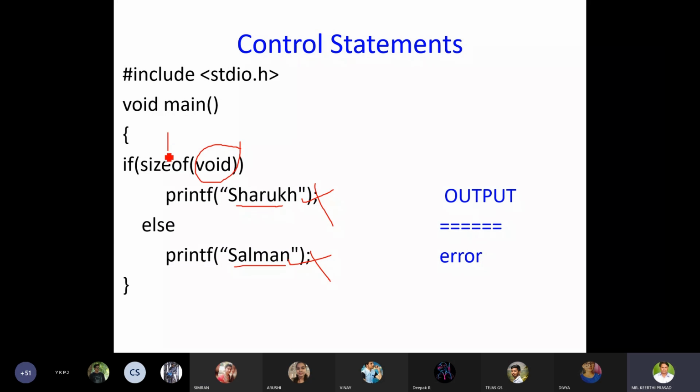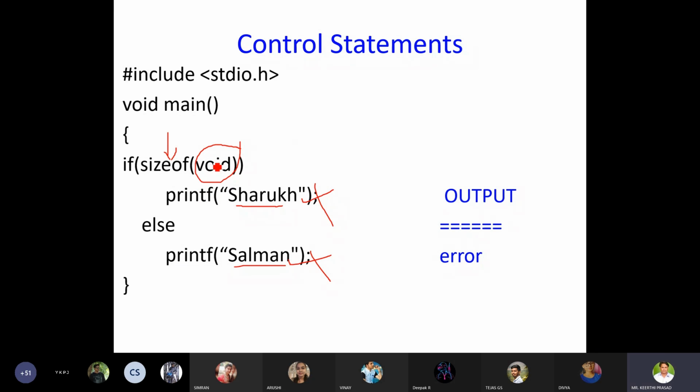What is sizeof? What is the meaning of sizeof? Sizeof is an operator used to check the size of the parameter. If I specify int here, sizeof will return 2 or 4. If I specify char, it will return 1. Sizeof is an operator which returns the size of the data.